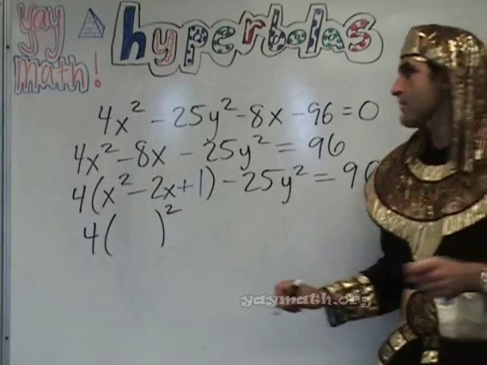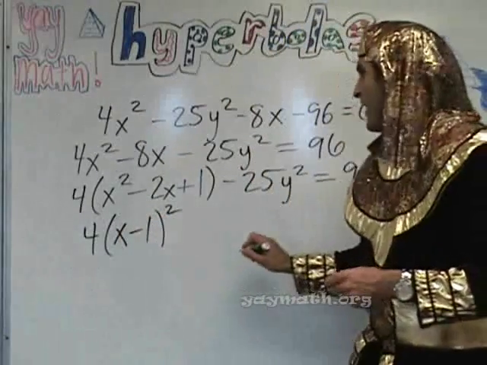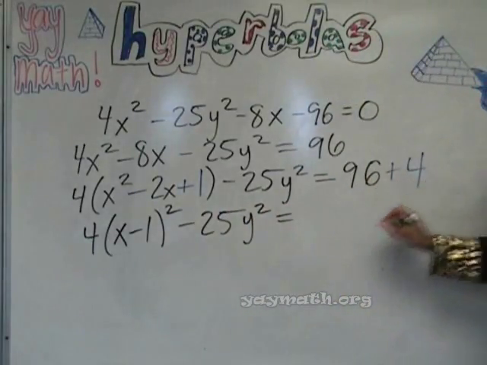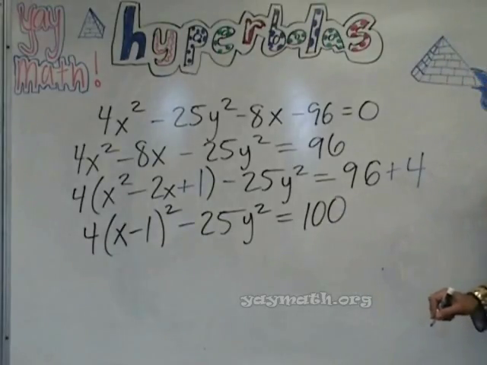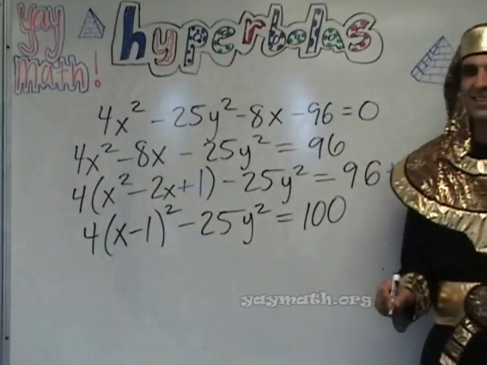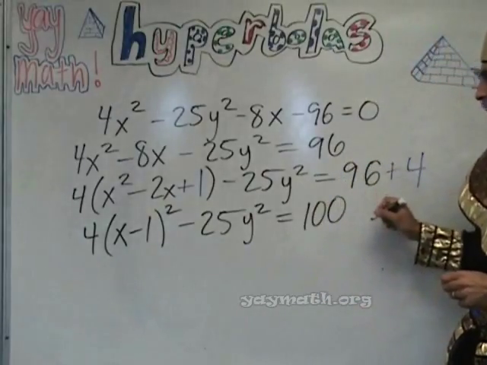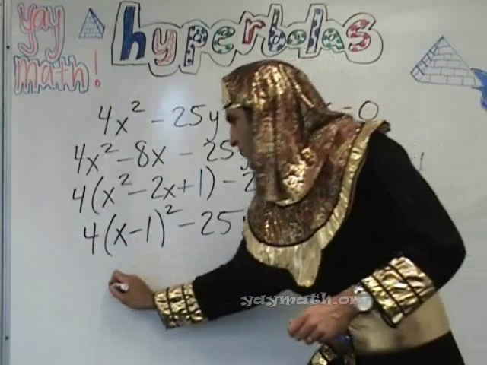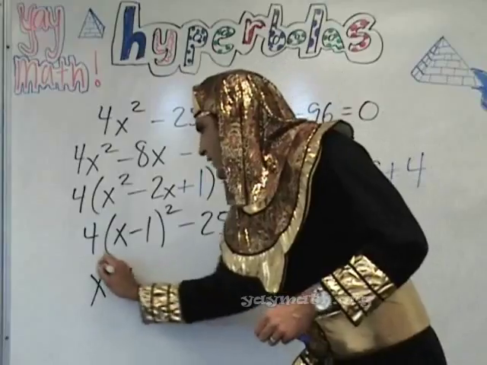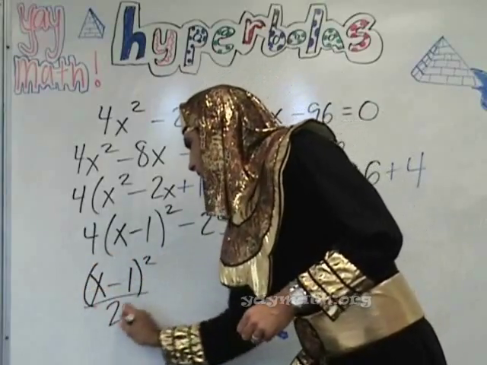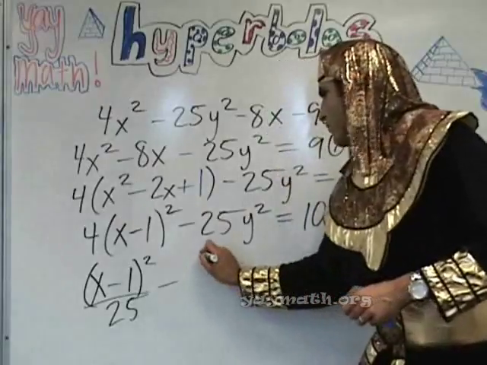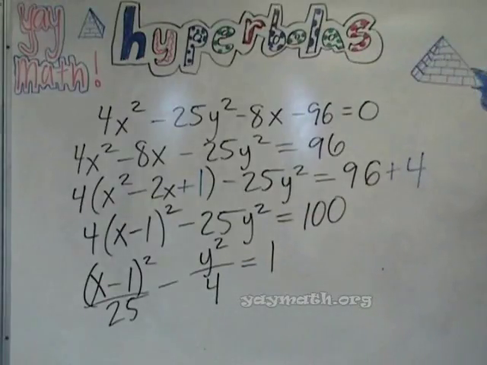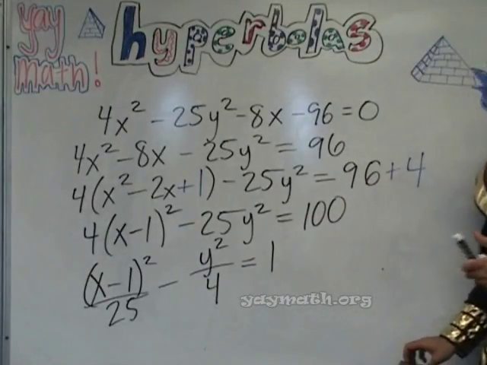x minus 1, squared. Minus 25y squared equals 96 plus 4, which is 100. How convenient. Divide both sides by 100. So if everything is divided by 100, what happens to the 4 and 100 underneath? They reduce. We get x minus 1 over 5 squared, minus y squared over 4, equals 1. Again, how do you know definitively that it's a hyperbola?